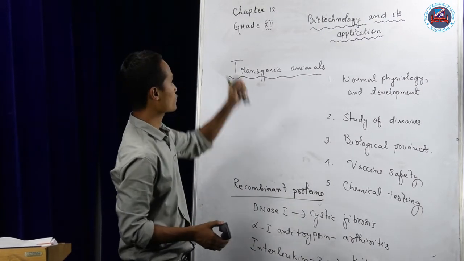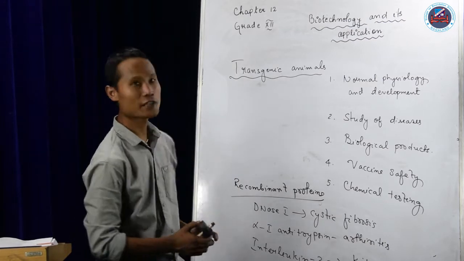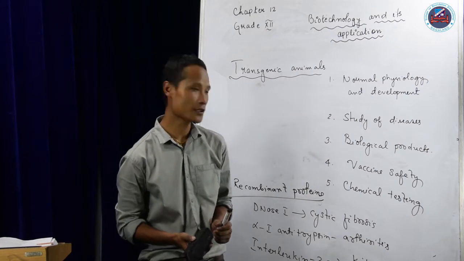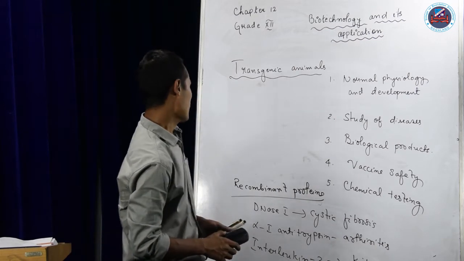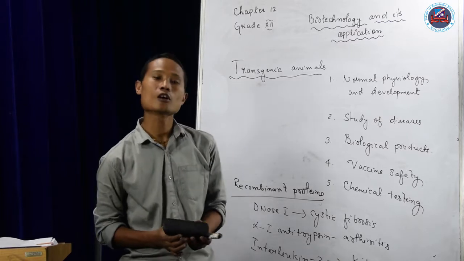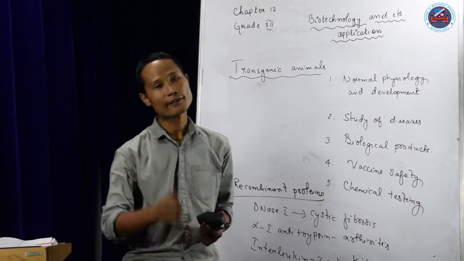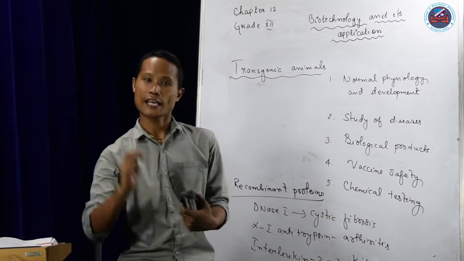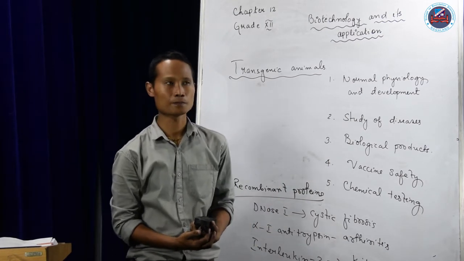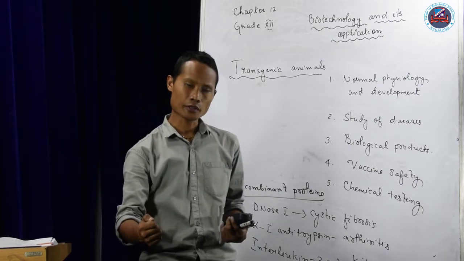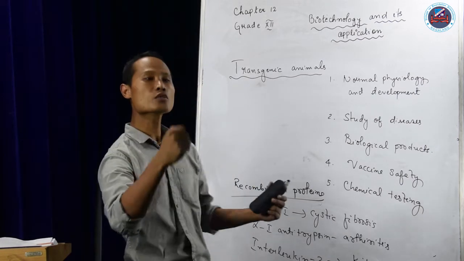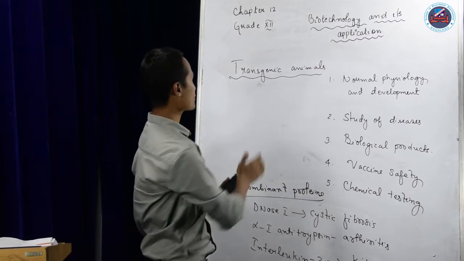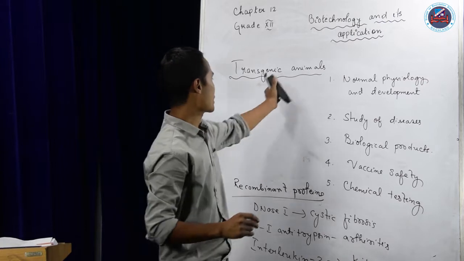We are in chapter 12, that is biotechnology and its application, and this will be the last video for this chapter. Okay. So in last class we discussed molecular diagnosis and gene therapy. Today we are going to discuss the application of transgenic animals. Why is it necessary to manipulate the genes of animals? If we manipulate the genes of animals, then we call them transgenic animals.